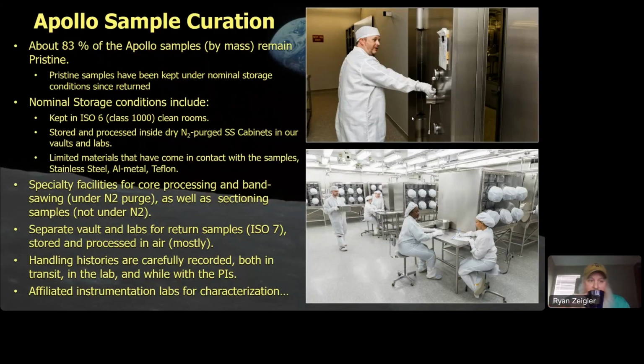One of the most common questions I get in doing talks or tours is how much of the samples do we have left? And it turns out we have about 83% of the Apollo samples by mass that remain pristine. What does pristine mean? Well, it depends on who you ask. For me, and for the way we define it here, pristine samples have been kept under nominal storage conditions since they were returned, and we understand their detailed exposure history since they came into our possession.